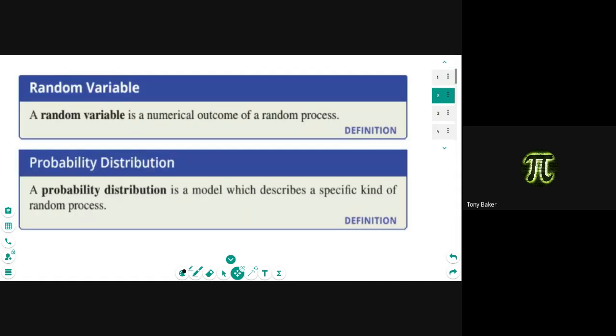All right, so before we actually go through, a couple of quick definitions. A random variable is the numerical outcome of a random process. So in essence, if we're looking back to what we were talking about before, a random variable is just an outcome. It's the pieces in that sample space. It's what are the options that I'm going to get. A probability distribution is a model that describes that random process. So a probability distribution is how often is each thing going to happen.